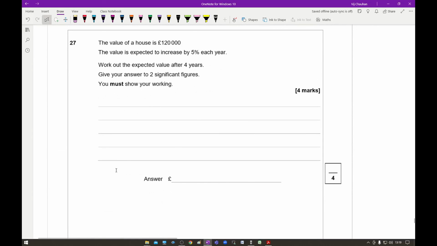Moving on to question 27, our last question on this audit. It says the value of a house is 120,000. The value is expected to increase by 5% each year. Work out the expected value after 4 years. Give your answer to 2 significant figures.